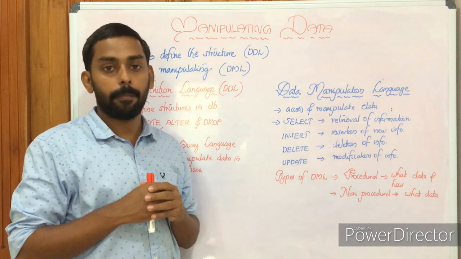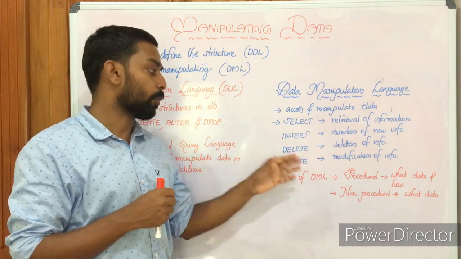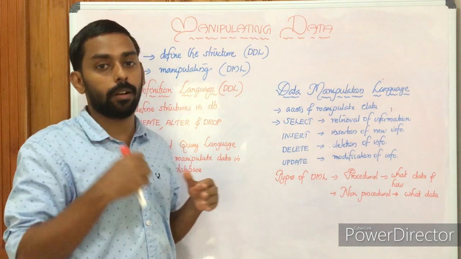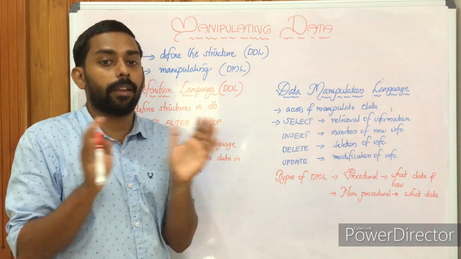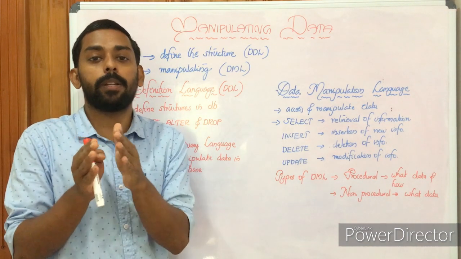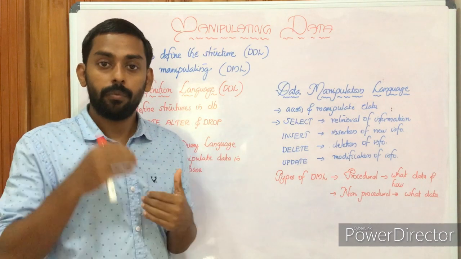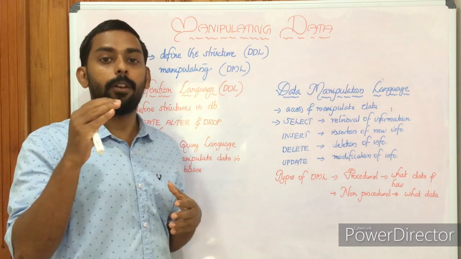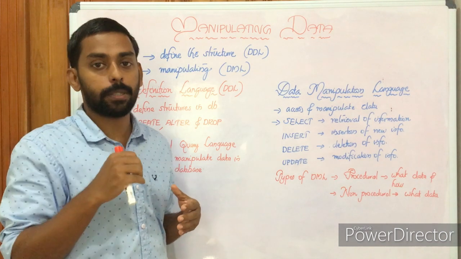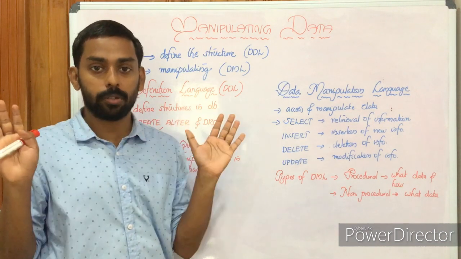Then types of DML. There are two types of DML: procedural DML and non-procedural DML. From the term itself we can define it. Procedural DML means we have to specify the procedure. And non-procedural means we don't have to specify the procedure. And what is that procedure?